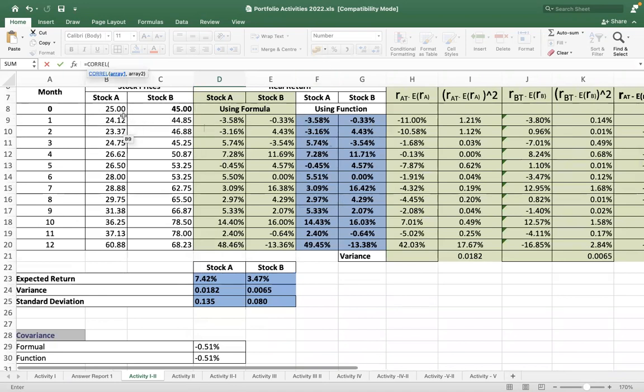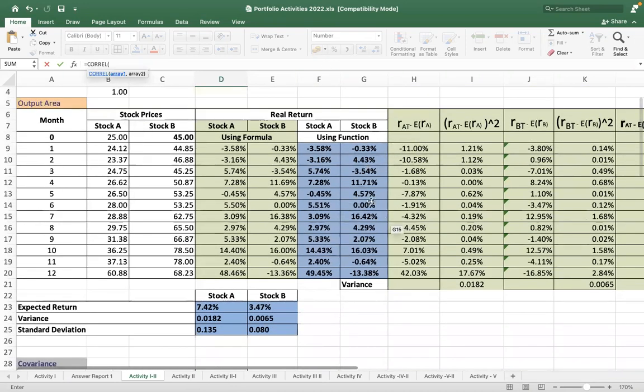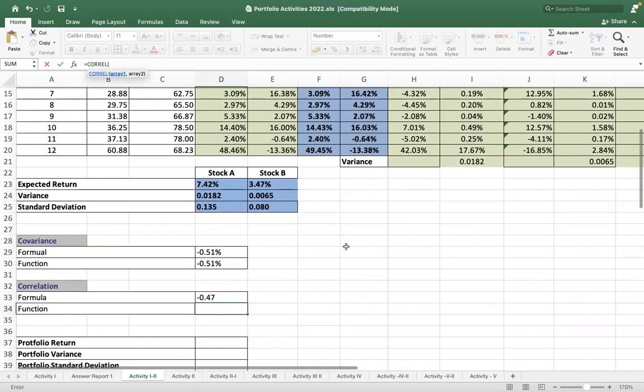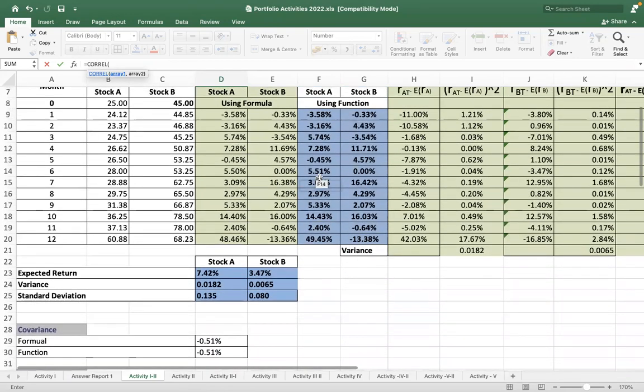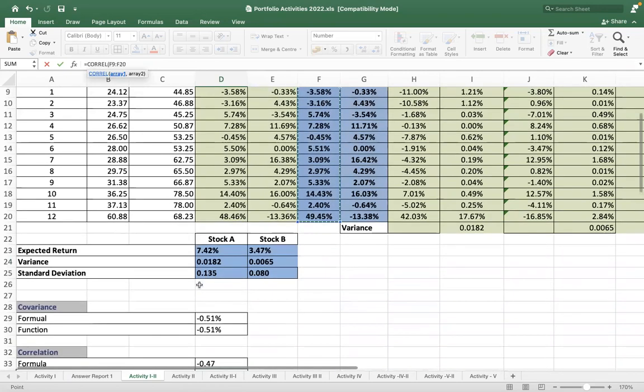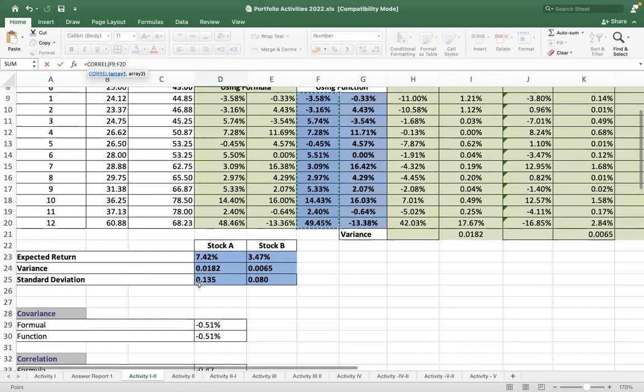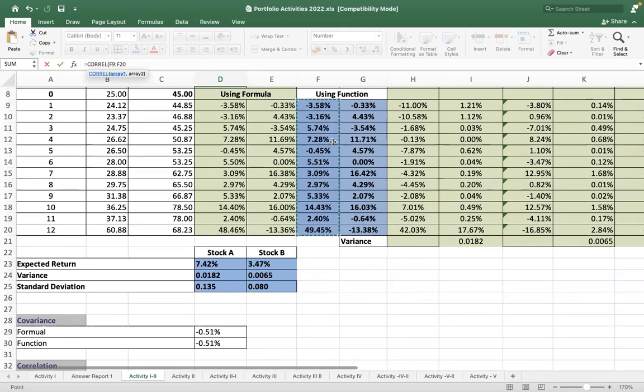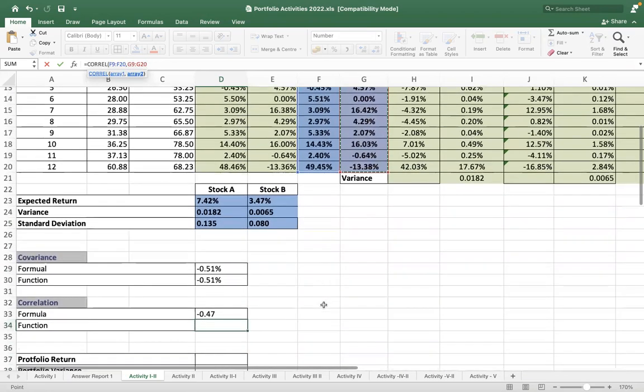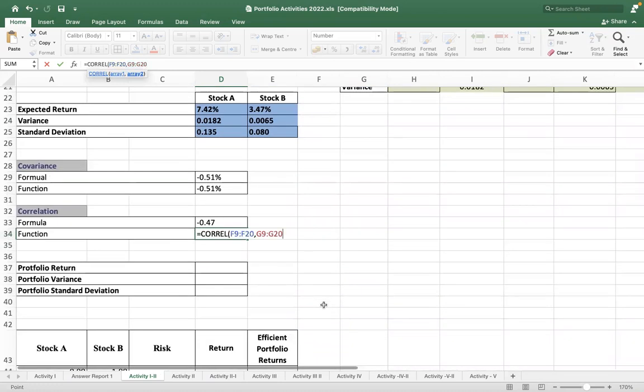Remember, don't take these prices. You need to take the returns, right? Because all these things are calculated based on the returns, not the prices. If you have mistakenly selected prices, you will receive the wrong answer. Comma. Remember, you need to put the comma. So then return of stock B, then close the bracket.